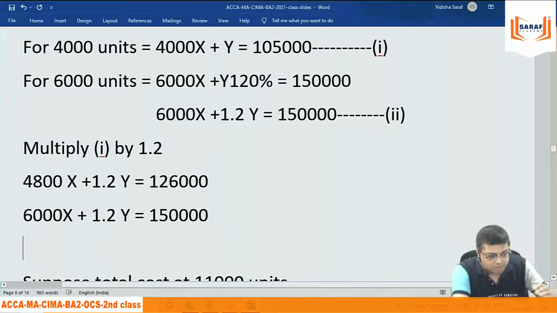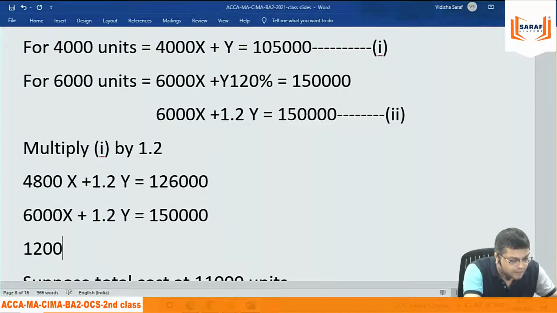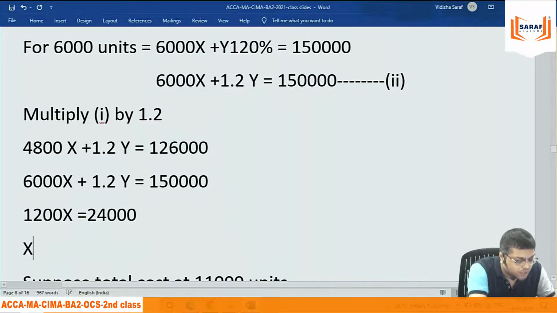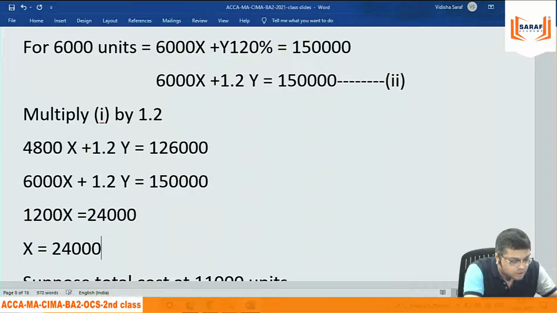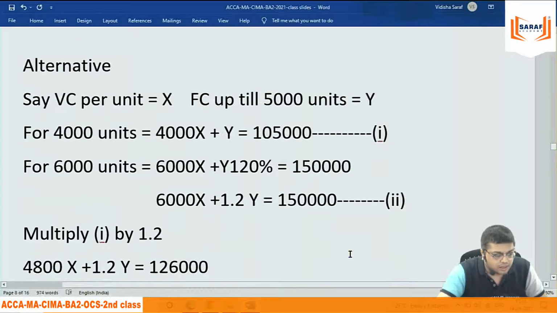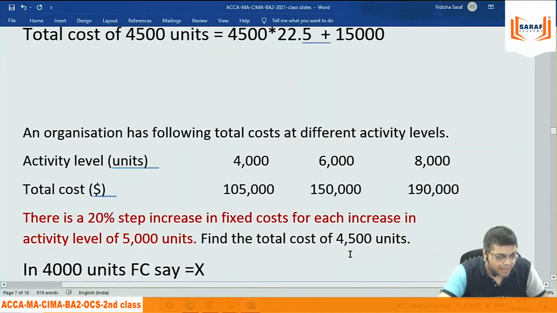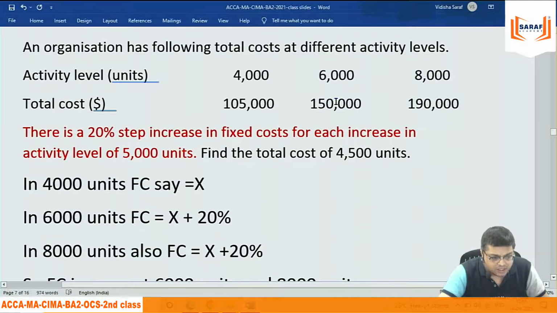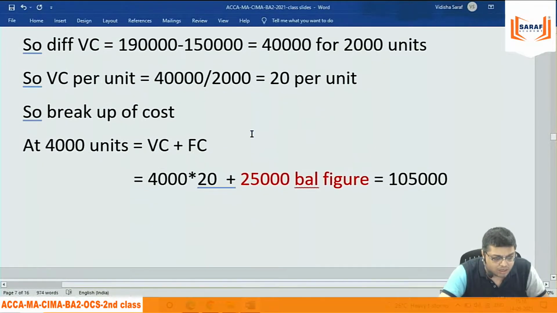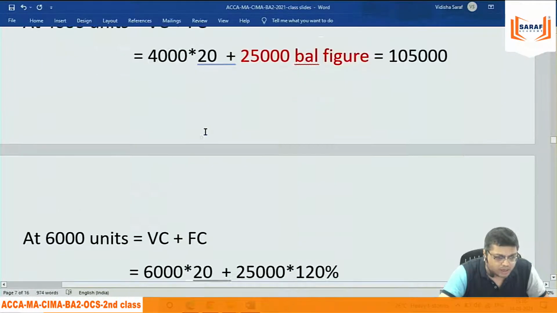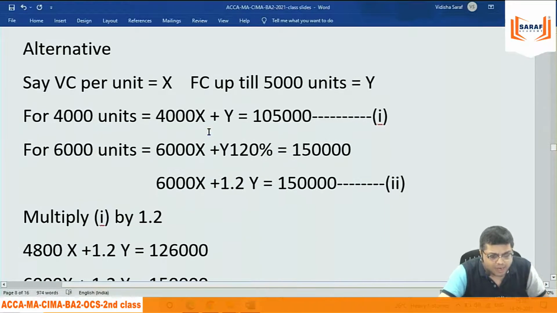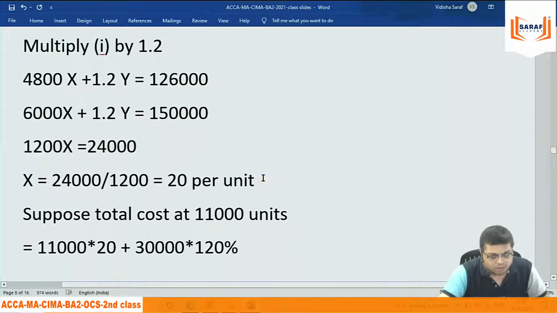I am deducting the first from the second. So it is coming 1,200 X. Y cancels. 150 minus 126, 24,000. So X equals what? 24,000 divided by 1,200 equals 20 per unit, which we got earlier. Without the equation also, by applying the logic that the difference in the cost from 150 to 190 is because of variable cost only, we got the same thing, 20. By applying the mathematical rule of X and Y simultaneous equations, we are getting 20.